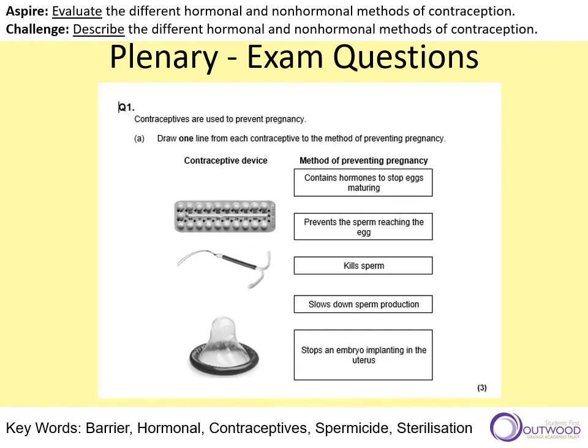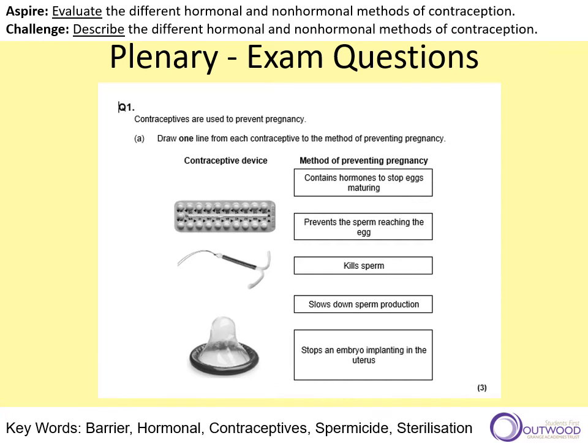Question number one, contraceptives are used to prevent pregnancy. Draw one line from each contraceptive to the method of preventing pregnancy. So there are 3 there. Contraceptive device, and it's something that you have to recognize. So this is from an exam question where you've had to recognize. And then the method of preventing pregnancy. Now, I'm not going to tell you what those 3 are, but I will just quickly run through the methods.